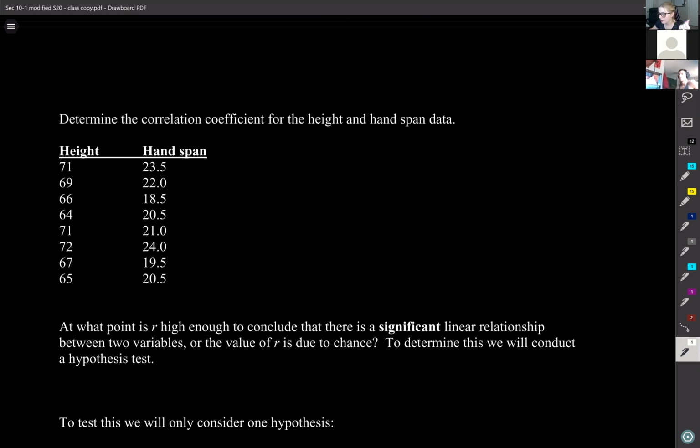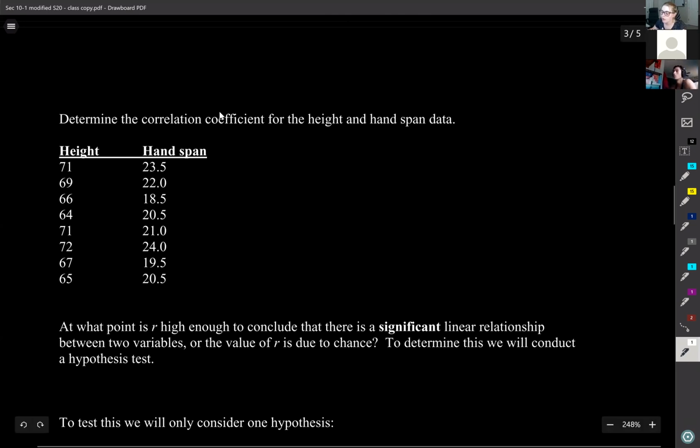So let me pull my calculator up and we're going to do an example. We're finding the correlation coefficient between the height and hand span data. If you throw it back to when I first talked about linear regression and scatter plots, we used this data between height and your hand span. Well, now we're going to find the correlation coefficient for it. So let me pull up the calculator.